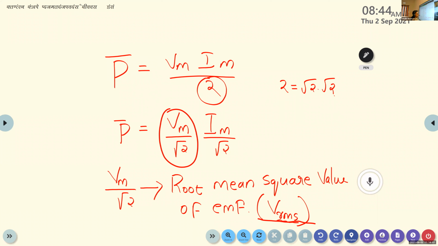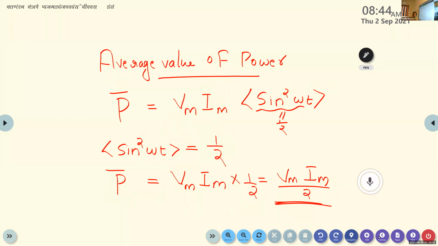So here we are starting with the average value of power that is developed in a resistor when it is connected to an alternating source of EMF, V is equal to Vm sin omega t. We take the same expression for the instantaneous value of power, given by Vm Im sin square omega t. In order to find the average value, we take the average over sin square omega t. But the average of sin square omega t is equal to half. You just remember that value by heart.